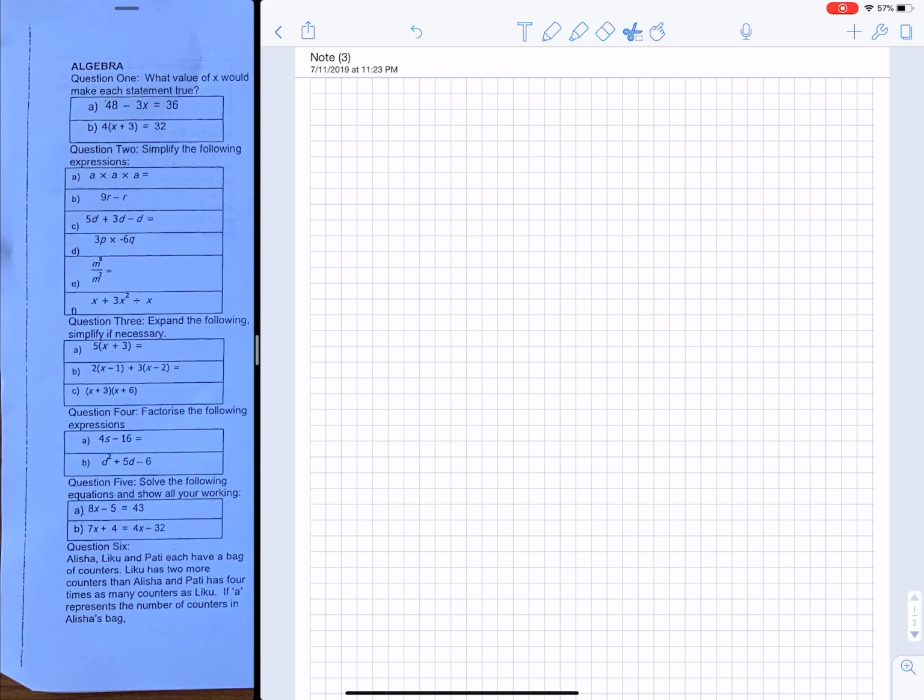Hey guys, today I'm going to show you how to calculate the algebra side of the year 10 end of year revision. So let's just crack in and get started.